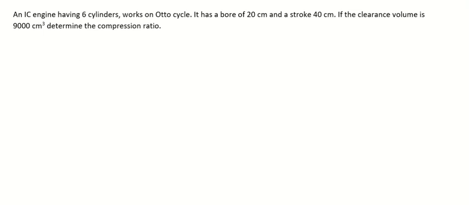Welcome to Adam. So now we are going to solve this question based on an IC engine, which has 6 cylinders, works on the Otto cycle, and has a bore of 20 centimeter and a stroke of 40 centimeter. We have been given the clearance volume and we have been asked to calculate the compression ratio. So it is a very simple problem.